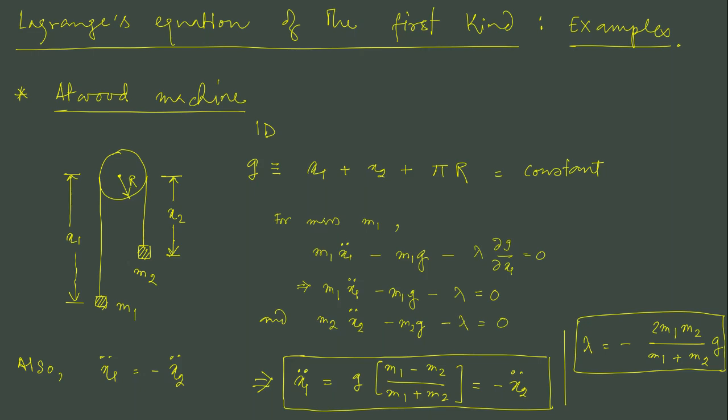We have already derived Lagrange's equation of the first kind, and here we would like to look at some examples of the applications of this equation. Let's consider the Atwood machine.